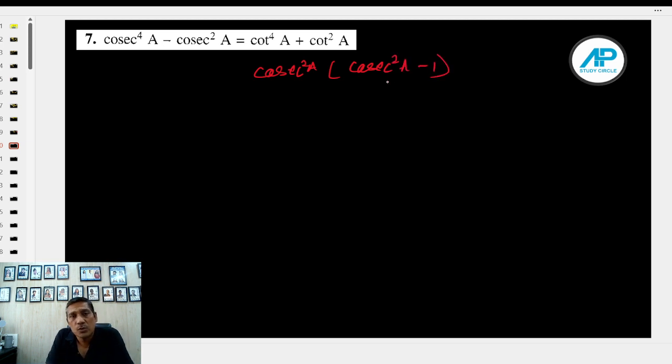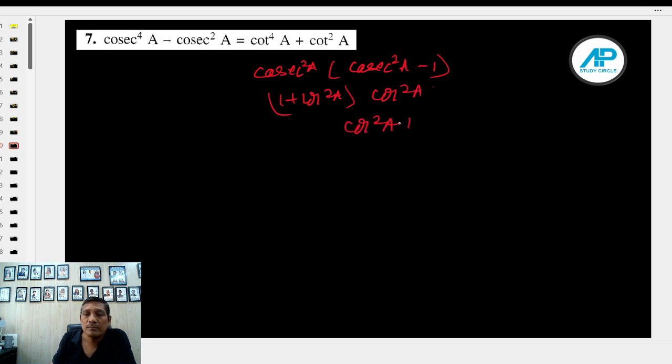And that is equal to cosec square A minus 1. What is this would be equal to cot square A. And what is cosec square A? 1 plus cot square A. What is cosec square A minus 1? Cot square A. Please multiply.